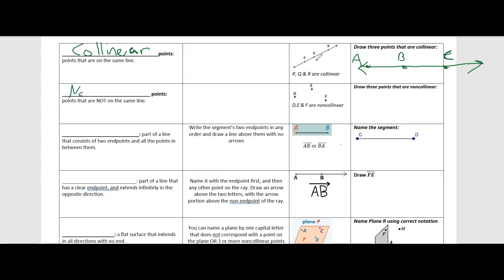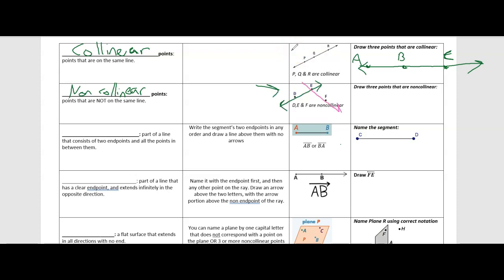Non-collinear points are points that cannot be connected by a single line. So you can look at the example right here. There's no way for me to connect D, E, and F with one line. I can connect two of these points. Let's do a little better job. I can connect two of these points with one line.